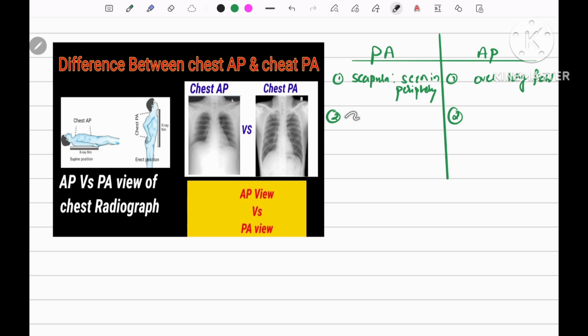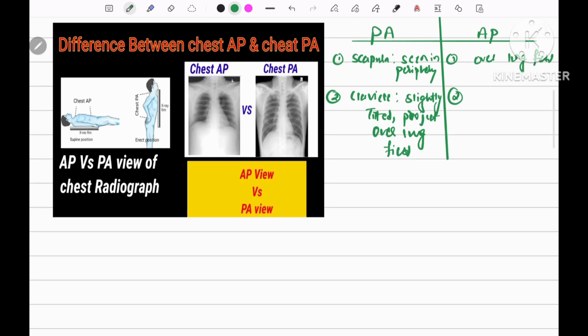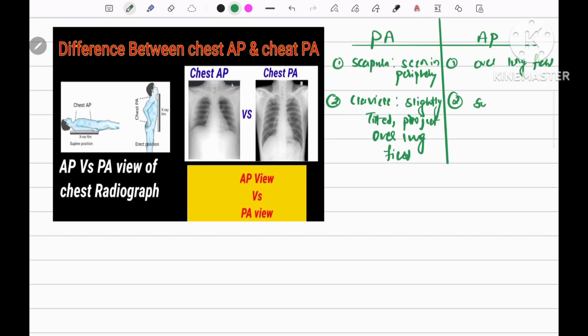So we can write that in case of PA view, the clavicles are slightly tilted, and they project over the lung field. But in case of AP view, the clavicle is somewhat straight, and it lies above the apex of lung fields. So these are the 2 points.